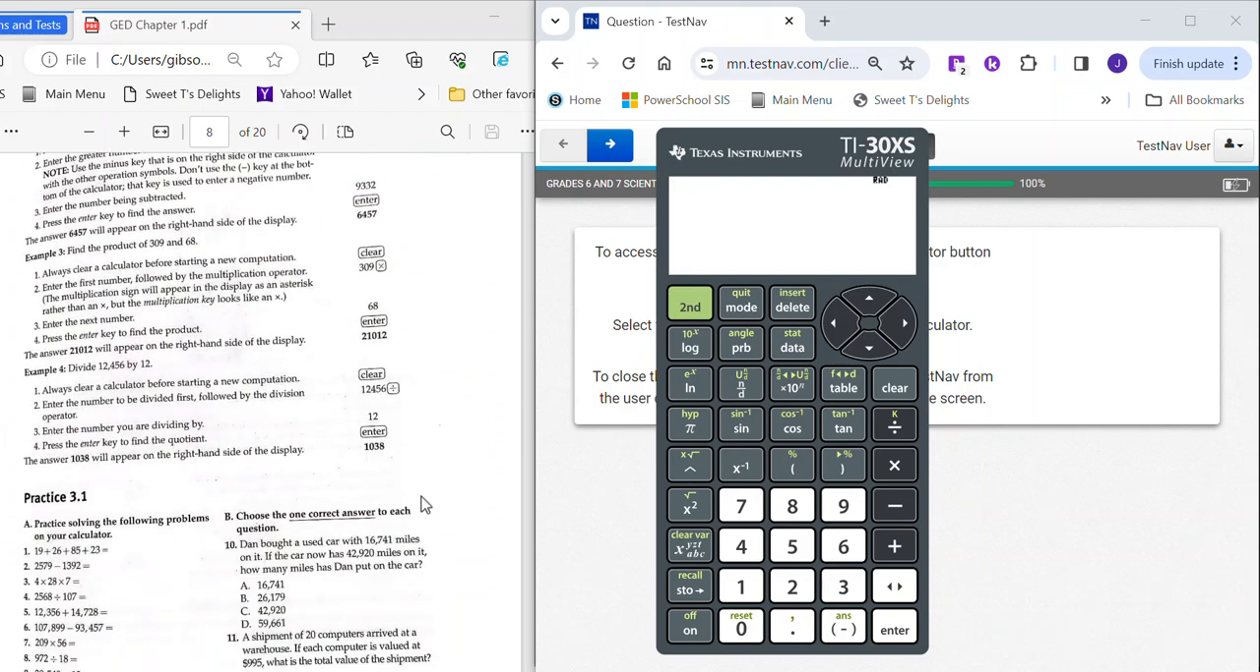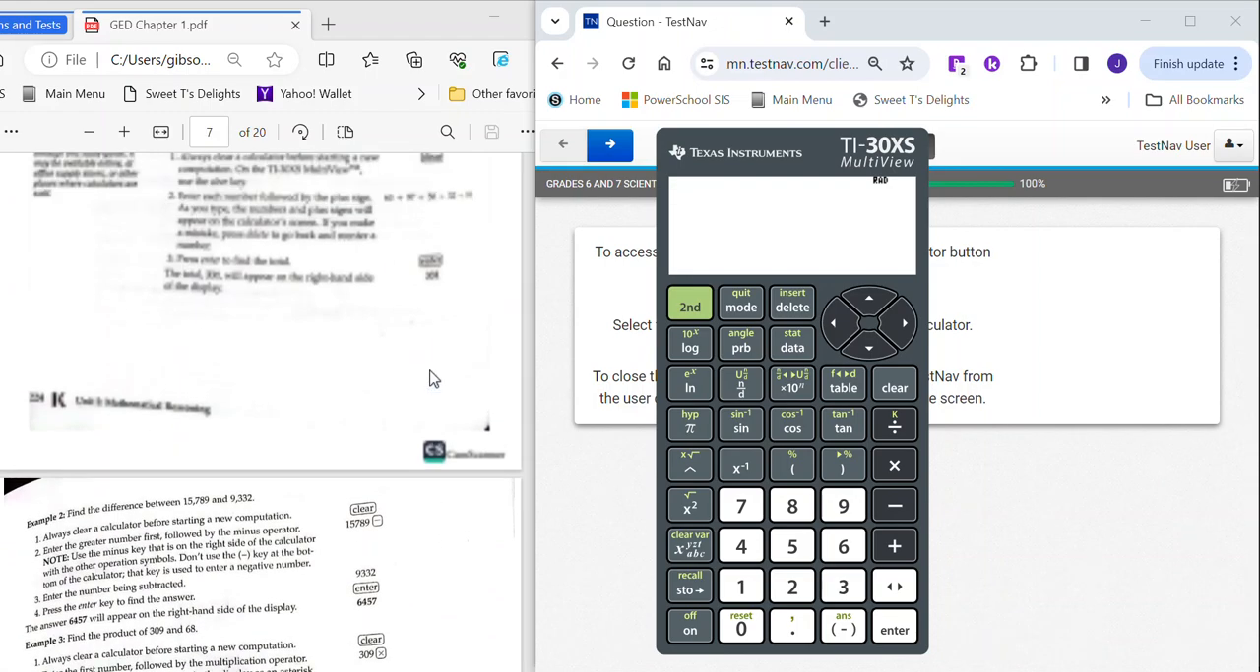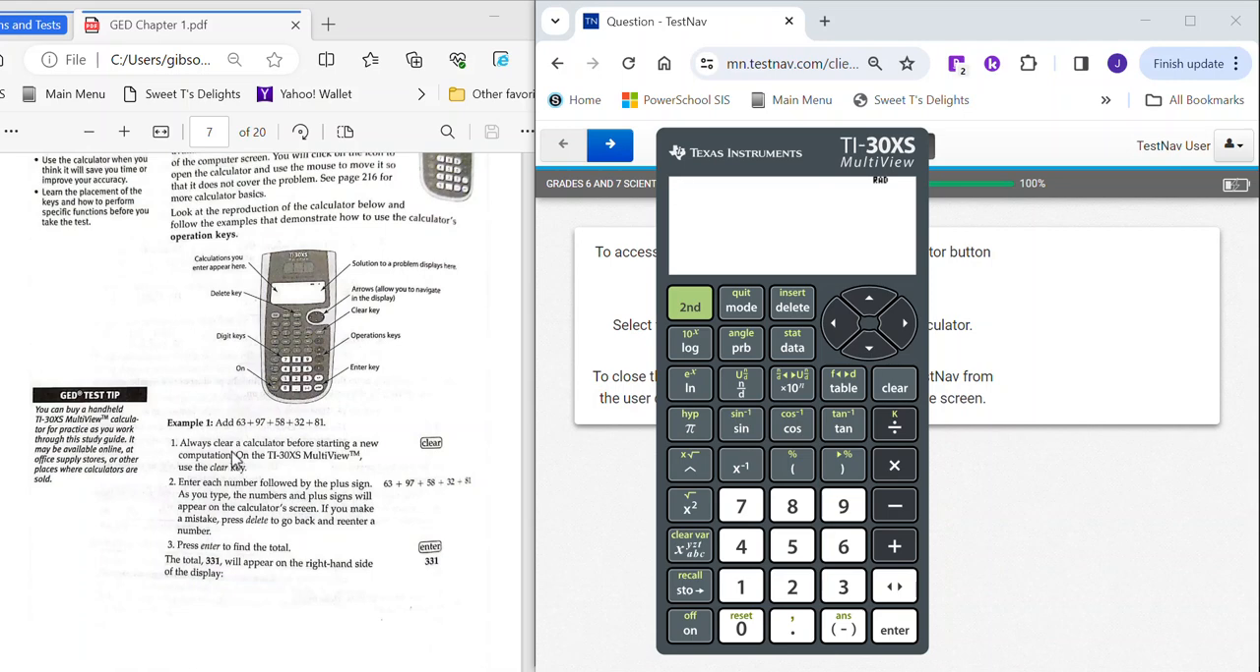Okay, now they do give you some helpful hints from here. Like for example, one that says always clear a calculator before starting a new computation, because you do not want to end up using a computation that has nothing to do with the problem and it will change your answer. Okay, so now it says enter each number followed by the plus sign. They're talking about this problem here.